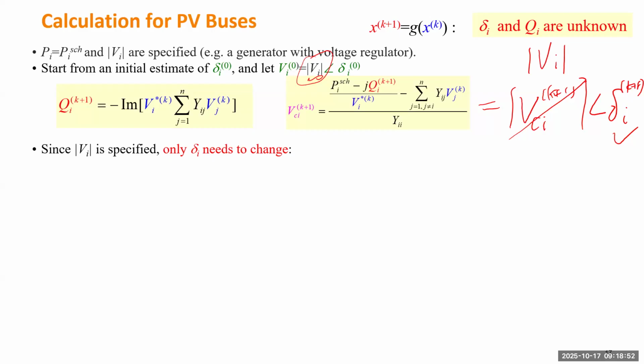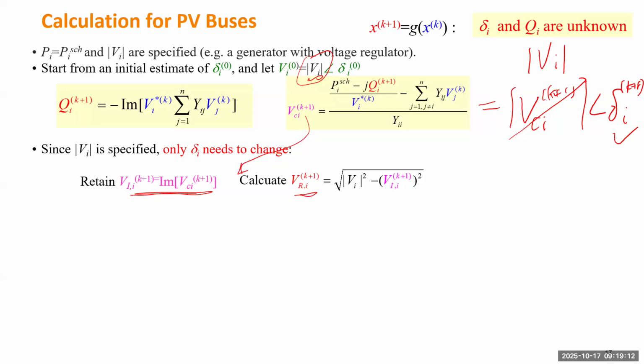So if you directly calculate the real and imaginary parts, the textbook suggests a method, which is you keep the imaginary part unchanged. Then you keep the imaginary part from that answer, and the real part will be calculated based on the absolute value. Then you can ensure the new voltage phasor has the same absolute value given by the problem.